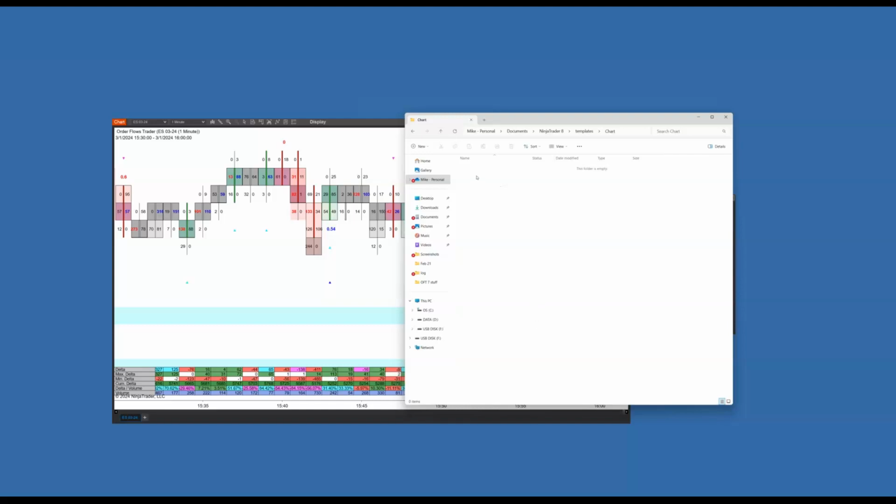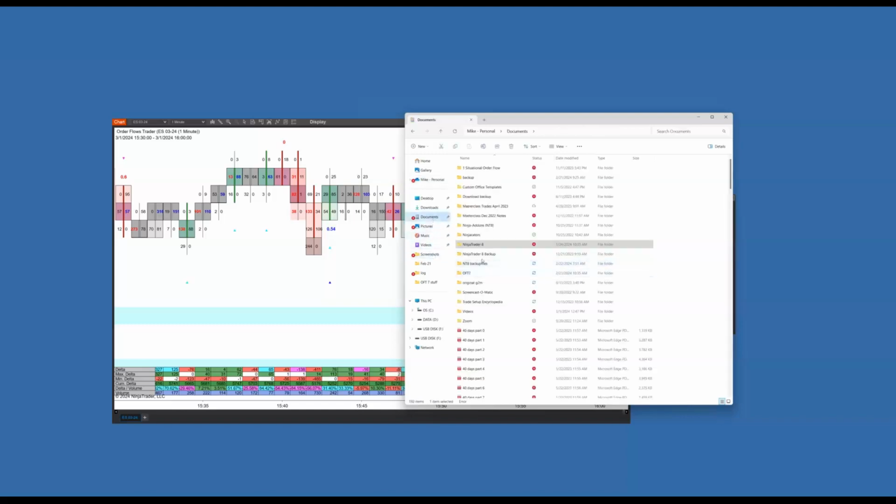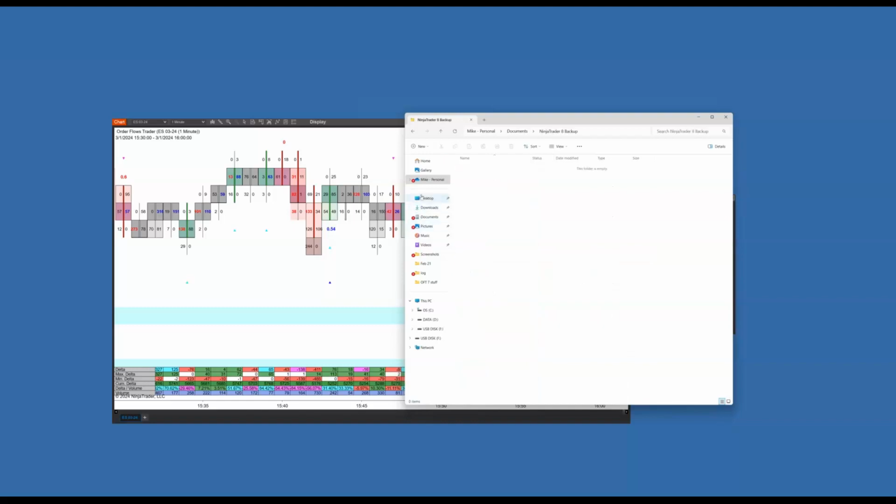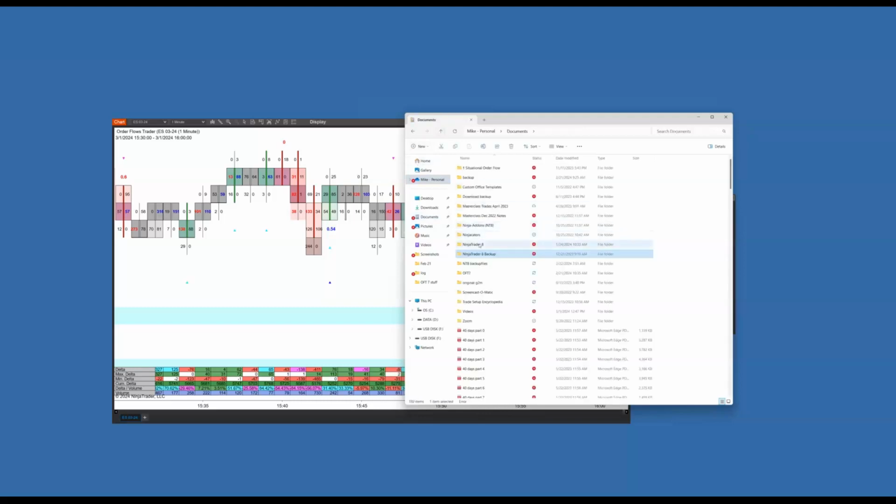What you could do, if you have stuff saved like existing charts, you could just copy them and put them in another folder. Just create another folder in your documents. You can see I got NinjaTrader 8 backup. Okay, well, that one's empty right now, but if I was to copy it and save it, I would save it in here. I just create a folder called templates, put it in there.